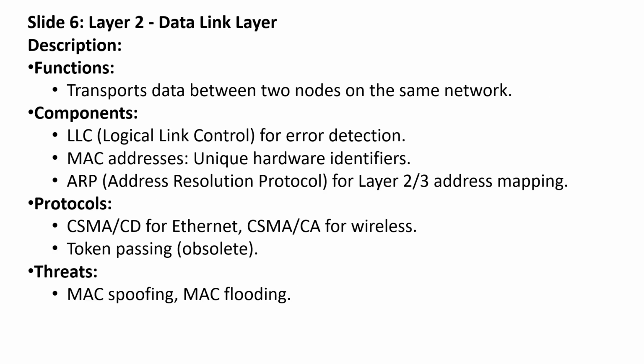Layer 2 or the data link layer. The function of the data link layer is to transport the data between two nodes on the same network. Components: LLC, logical link control, for error detection. MAC, unique hardware identifiers. ARP, for layer 2 to 3 address mapping.